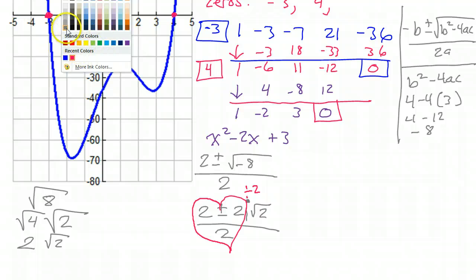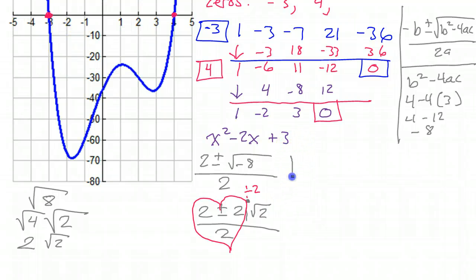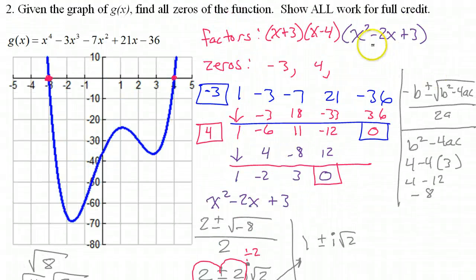So that is going to make 1 plus or minus i radical 2. Okay? And that's as far as that goes. So we will go ahead and list this separately. Plus or minus gives us 1 plus i radical 2 and 1 minus i radical 2.